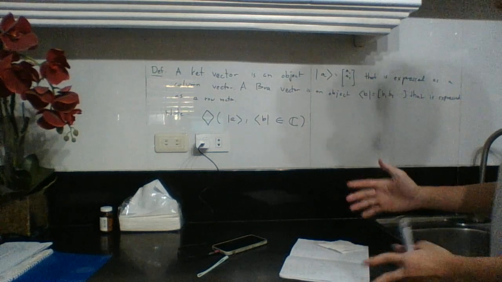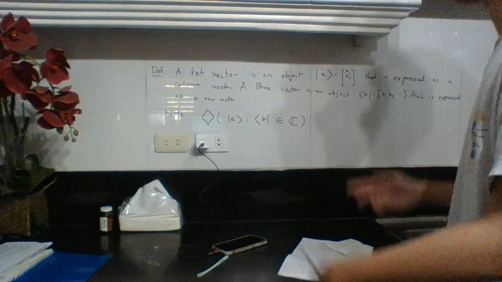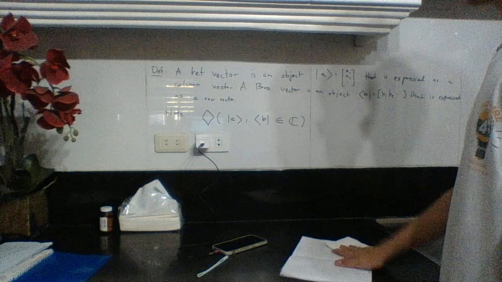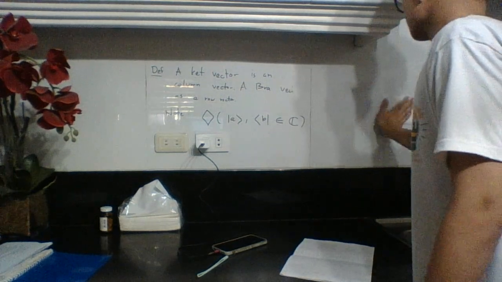Okay, so KET and BRA vector. The reason why I name them that is because, you know, BRA, KET. I know it's not very creative, but those are the names. As I said, you will see soon why exactly one is a column vector while the other is a row vector.